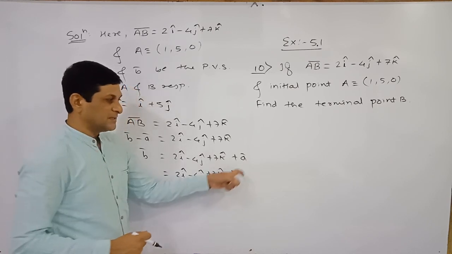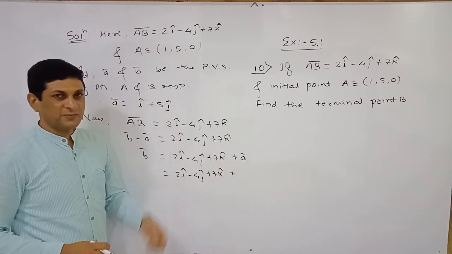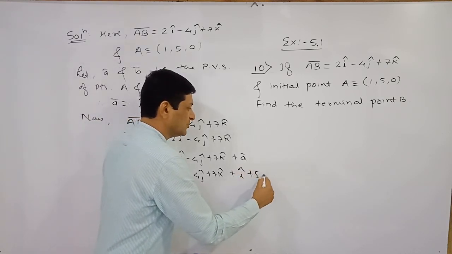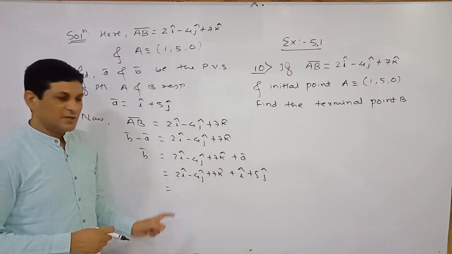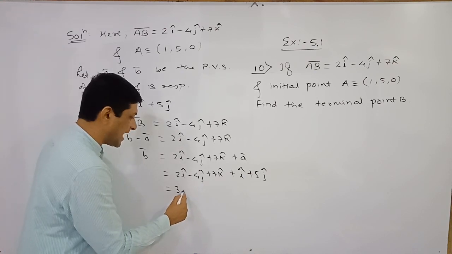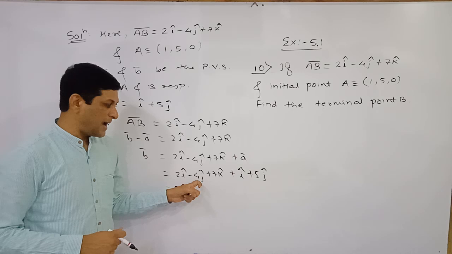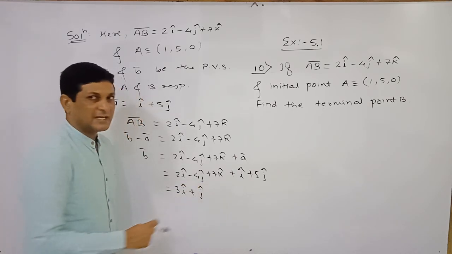Now we are replacing this A bar by its value. What is the value of A bar? i cap plus 5j cap. So replace it by i cap plus 5j cap. Now we are simplifying it. First collect the terms of i cap: 2i cap plus i cap equals 3i cap. Now collect the terms of j cap: 5j cap minus 4j cap equals 1j cap, simply j cap.